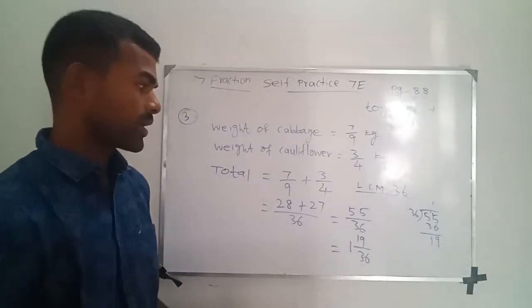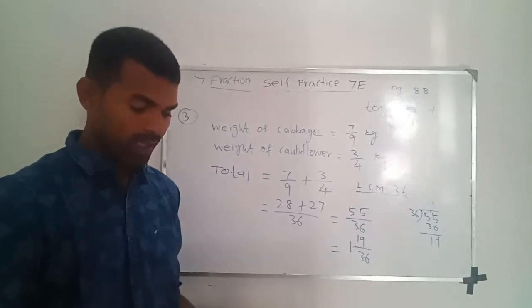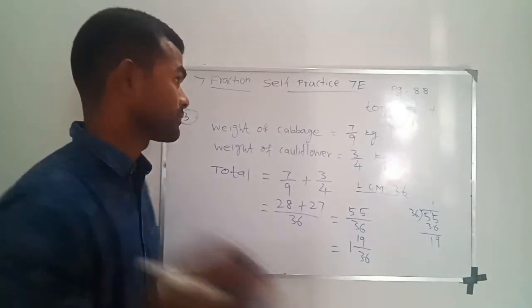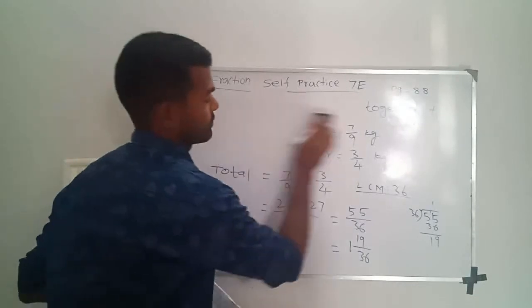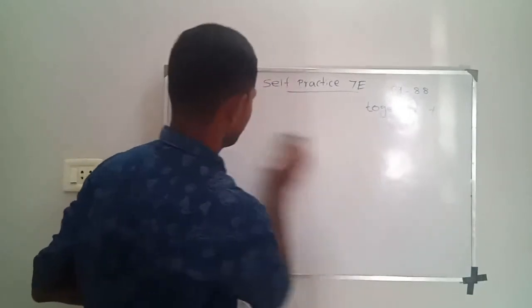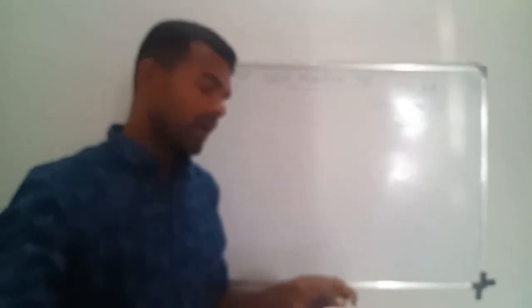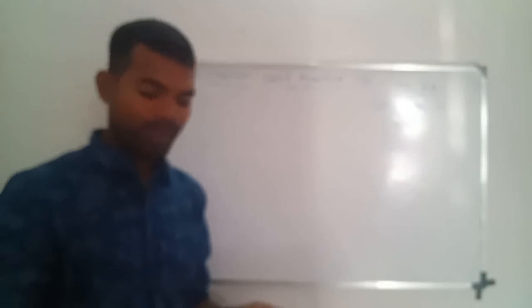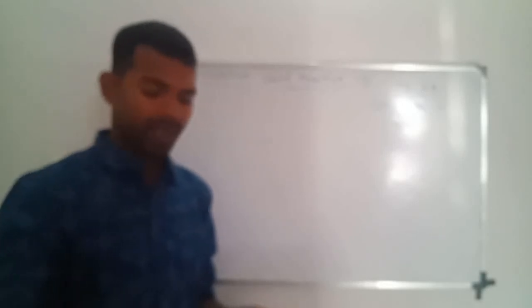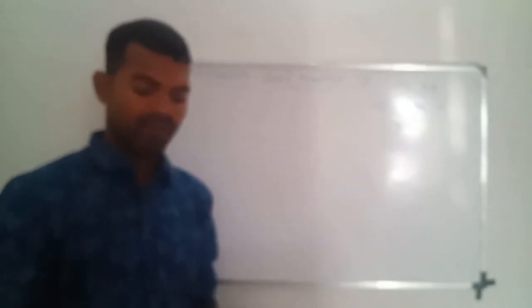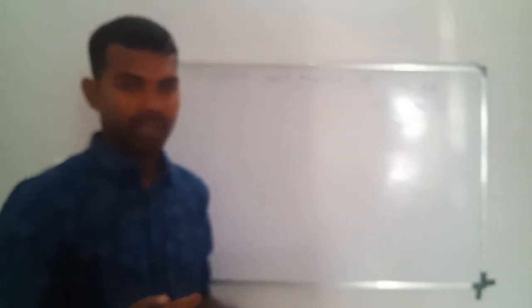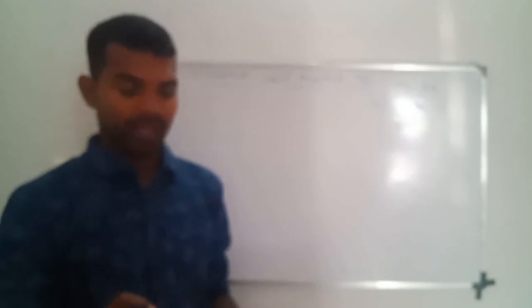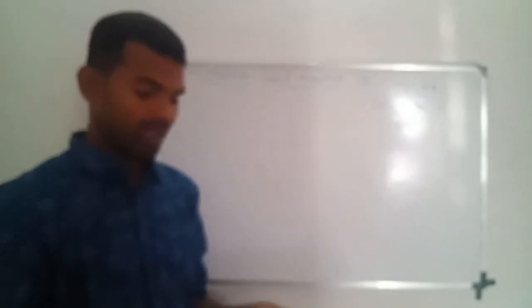I hope you understood this one. Next, let us see the fourth question. A family eats 1 by 3 breads at a meal. Will 4 breads be enough for 3 meals? A family, for one meal, they are eating 1 and 1 by 3.